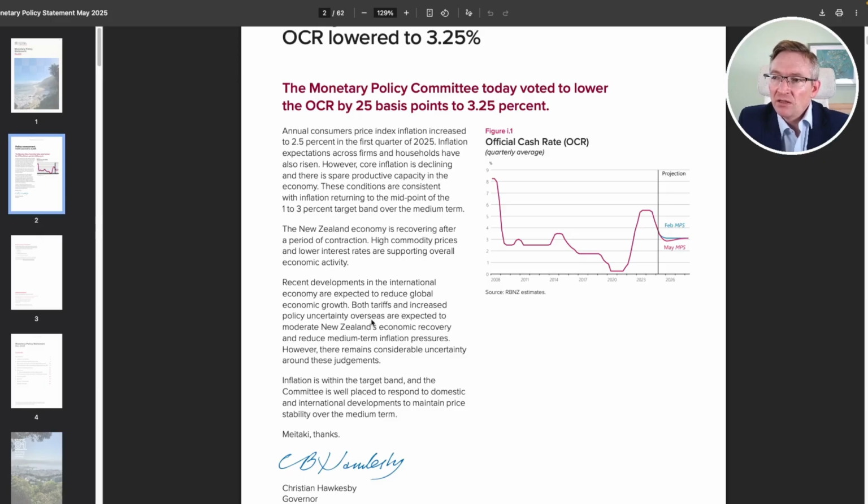And then you can see a policy uncertainty, both tariffs and increased policy are expected to moderate New Zealand's economic recovery, reduce medium-term inflation pressures. However, there remains considerable uncertainty around these judgments. So you can see that they're saying inflation was in the target band. So straight away, you can realize that if you got a much higher than expected inflation reading, okay, that could really surprise the Reserve Bank of New Zealand, and that would be a potential tradable opportunity.